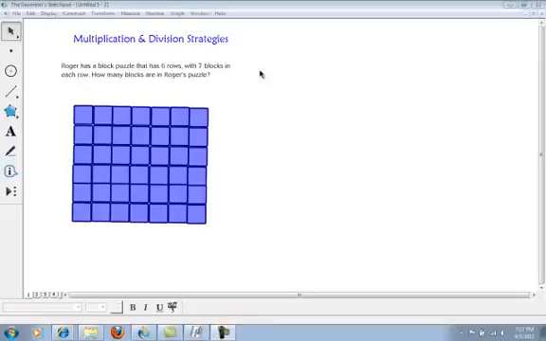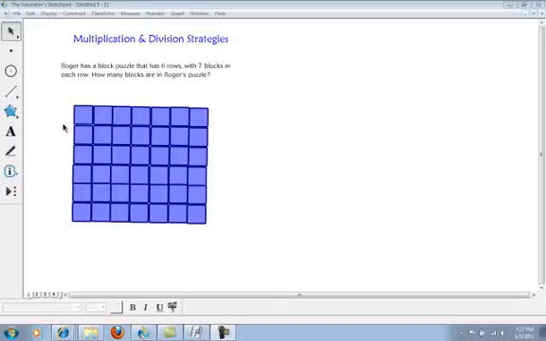In this lesson, we're going to look at more multiplication and division strategies that you can use to help you solve problems more easily. Let's look at this problem. Roger has a block puzzle that has 6 rows with 7 blocks in each row. How many blocks are in Roger's puzzle?